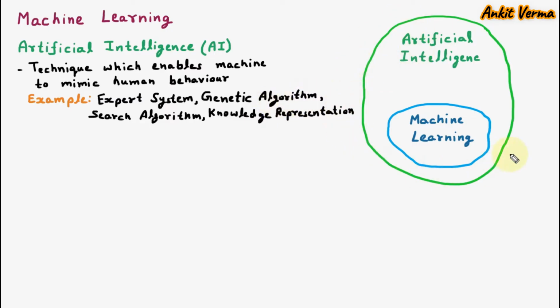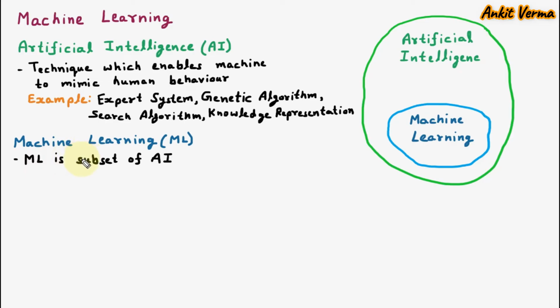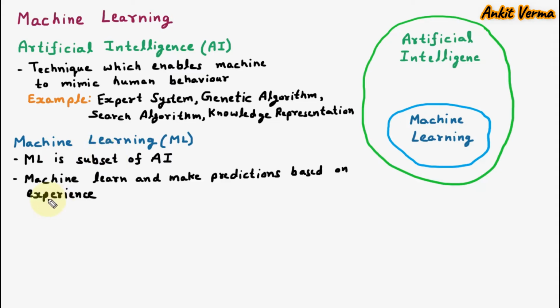Inside artificial intelligence, we have a subpart which is called machine learning. So now we are understanding machine learning. In short, it is called ML. The first thing is machine learning is a subset of artificial intelligence. In machine learning, the machine learns and makes predictions based upon its experience. Here the experience comes from data.